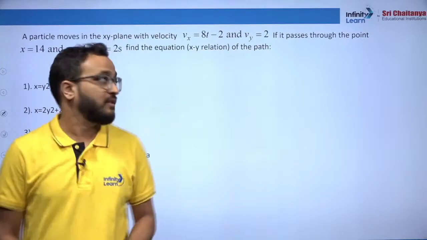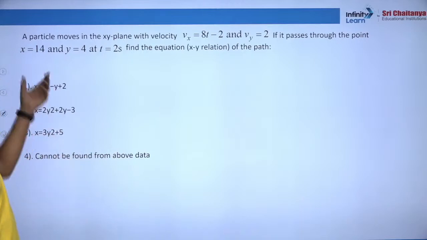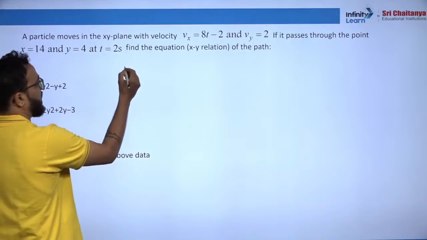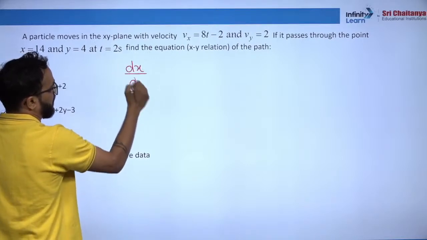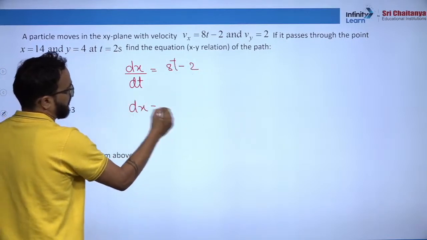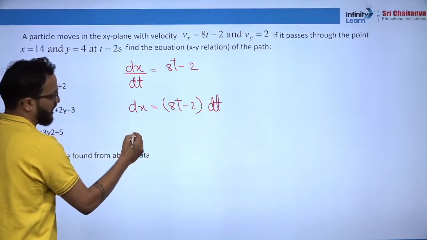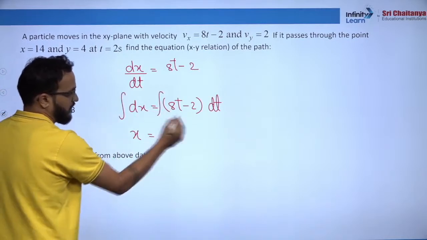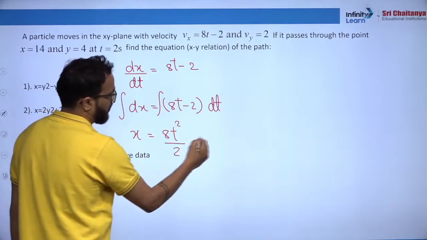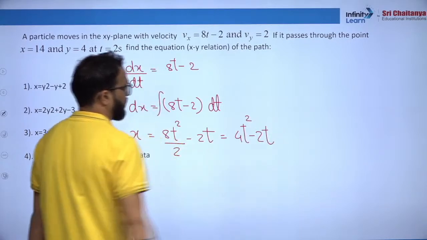So what they are saying is, a particle moves in the xy plane, Vx is given, Vy is given. If it passes through a point at 2 seconds, find the equation. First of all, we will write Vx as dx by dt. So dx by dt is 8t minus 2. So dx will be (8t minus 2) dt. And if you integrate it, x is equal to 8t square by 2 minus 2t, which will be 4t square minus 2t, I suppose, right?